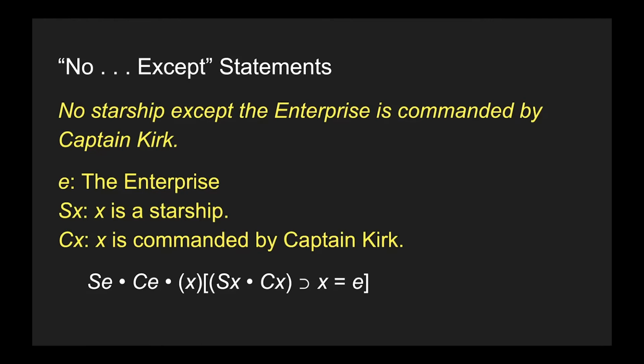No starship except the Enterprise is commanded by Captain Kirk. Let's let lowercase constant e stand for the Enterprise because that's just an object. Let's let Sx, the one place predicate, stand for x is a starship. And let's let Cx stand for x is commanded by Captain Kirk. So we need to say a few things here. First of all, we need to say that the Enterprise is a starship. That's what's happening in this first conjunct, Se, that I'm highlighting right now. We also need to say that the Enterprise is commanded by Captain Kirk. That's what's happening in the second conjunct. Now, what's happening with this long universally quantified statement here, the right-hand conjunct of this string of conjuncts?